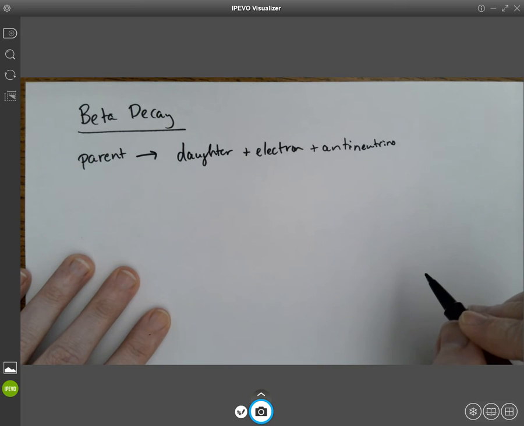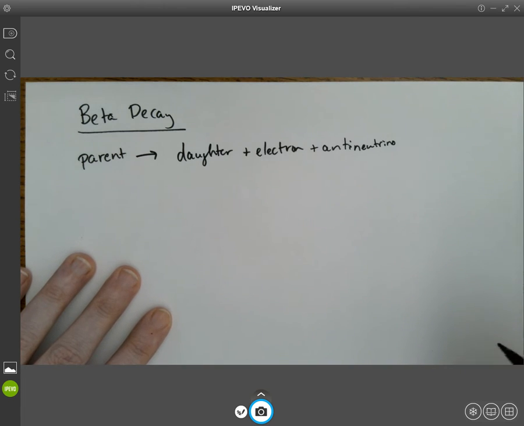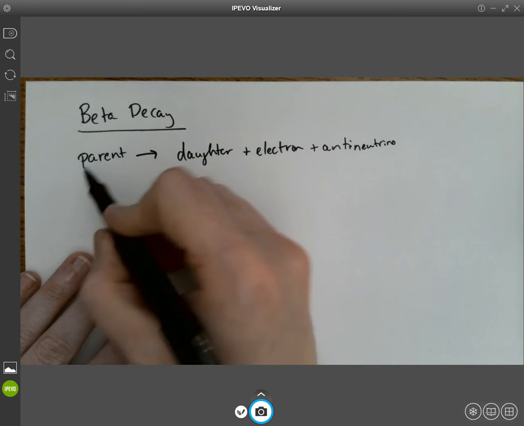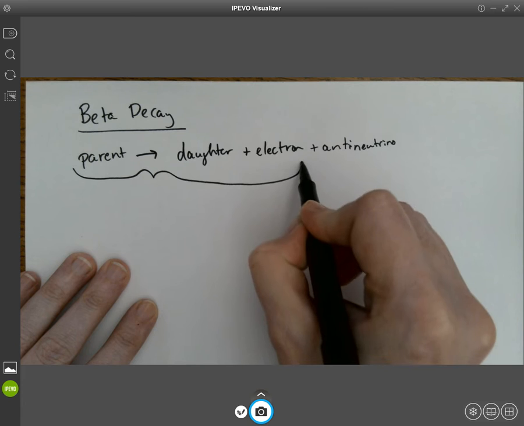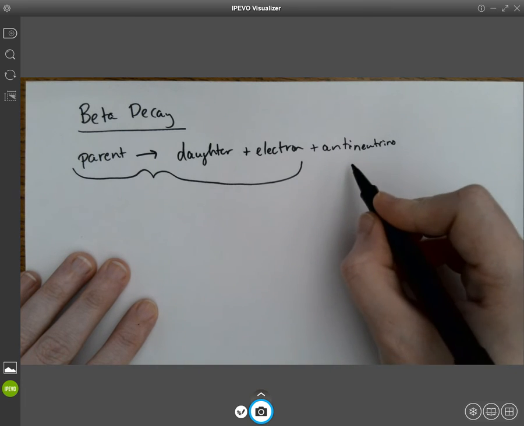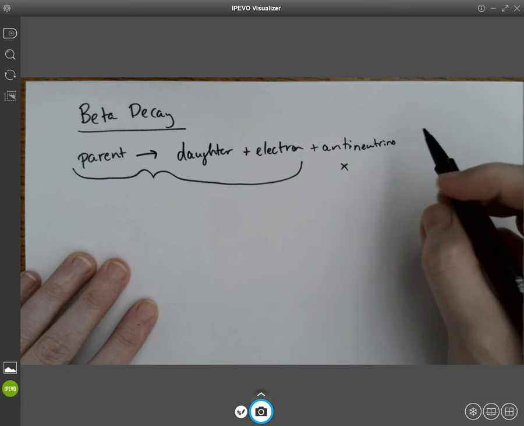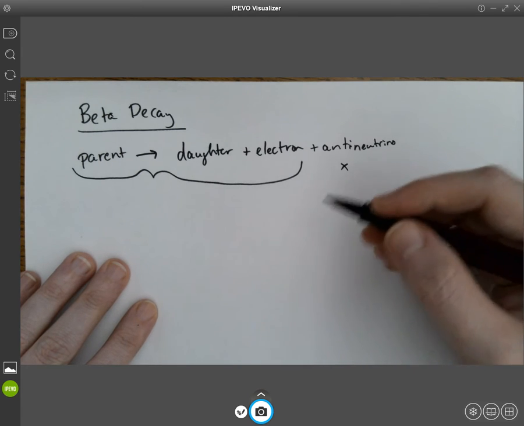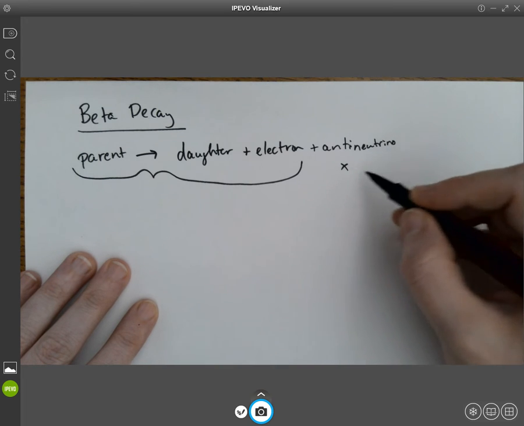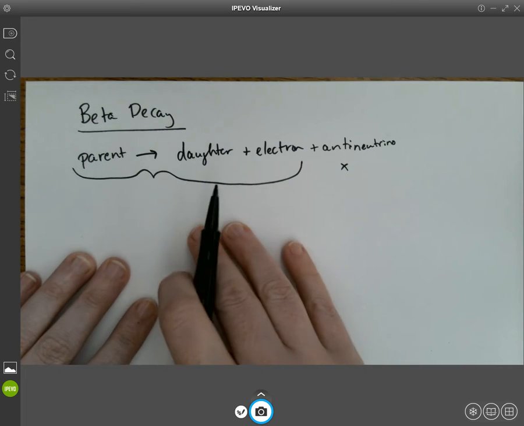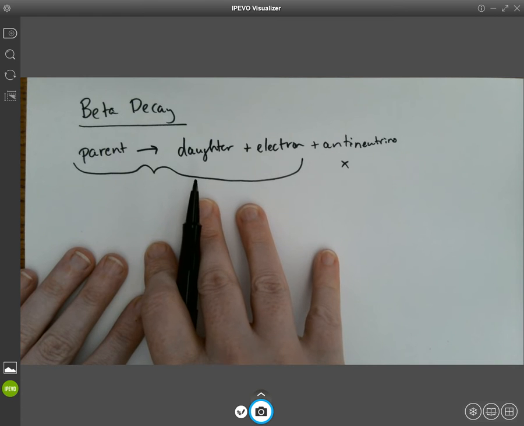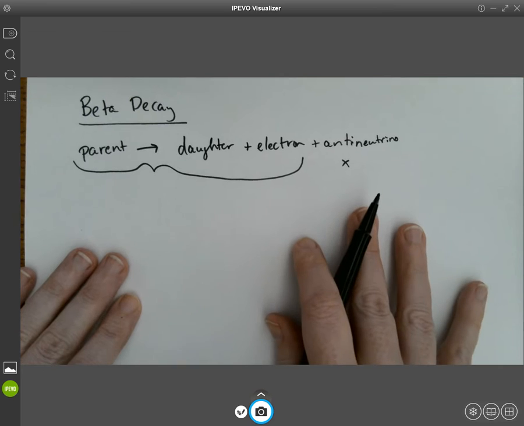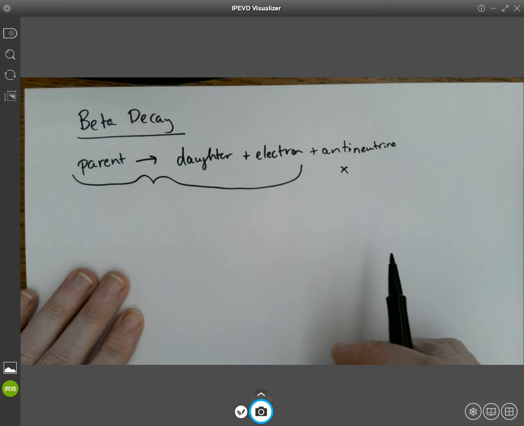Since this is a beginning level class, and we're not in an advanced chemistry class, we are going to focus on just this portion here. We're not going to focus on the antineutrino for this class. This would be more so for an upper level chemistry course, like a nuclear chemistry course. So we won't be focusing on the antineutrino. We're just looking at the parent and daughter isotopes, and then the electron or the beta particle that is being emitted here.